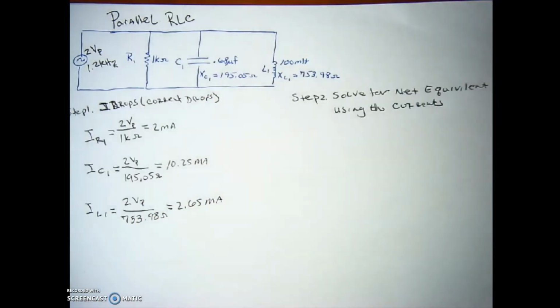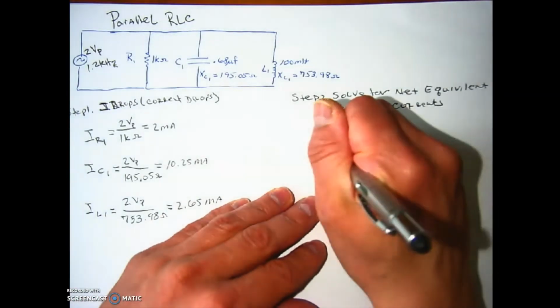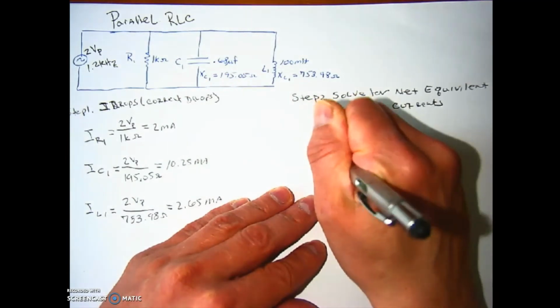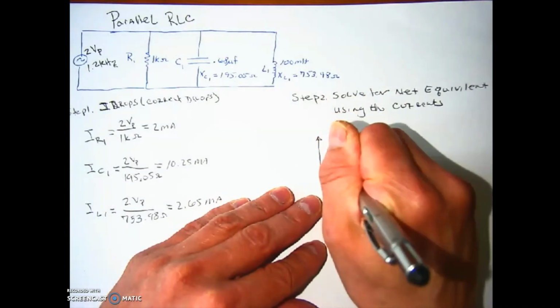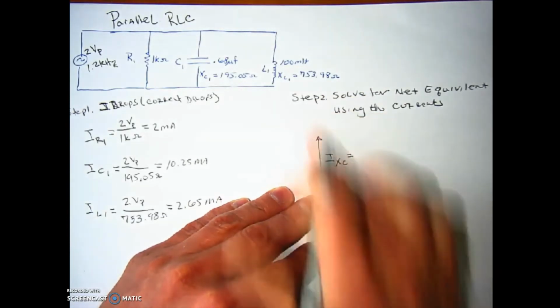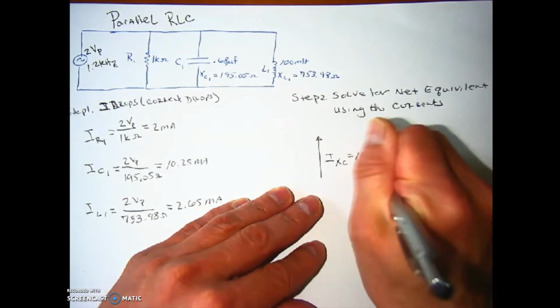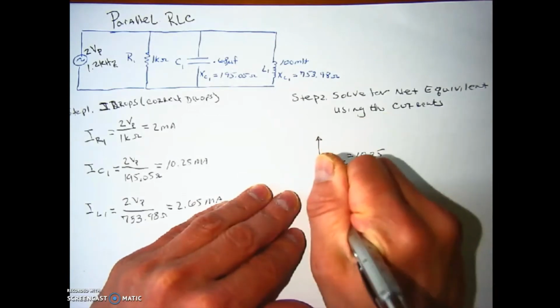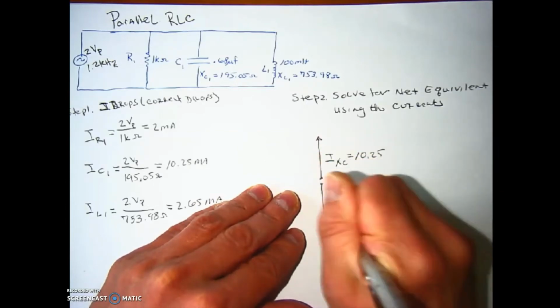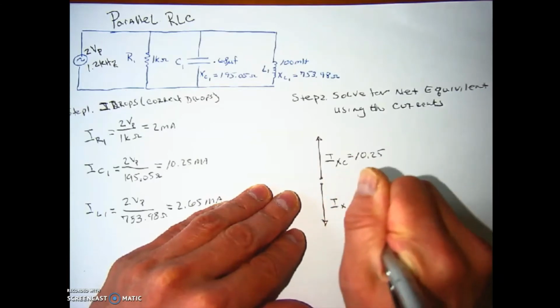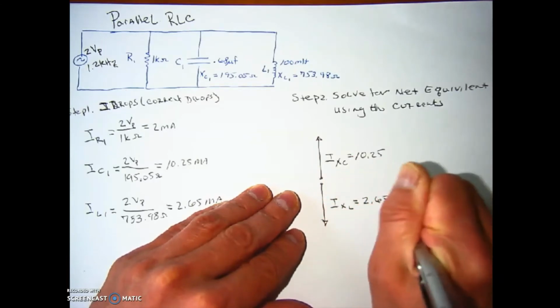Step 2 is to solve for what we call the net equivalent of the circuit. In this case, since we're in a parallel circuit, we have to use the currents. And we know the phasors for this: I sub x sub c is going to point upward, and 180 degrees out of phase with that is going to be the current I sub x sub L, which is equal to 2.65 milliamperes.